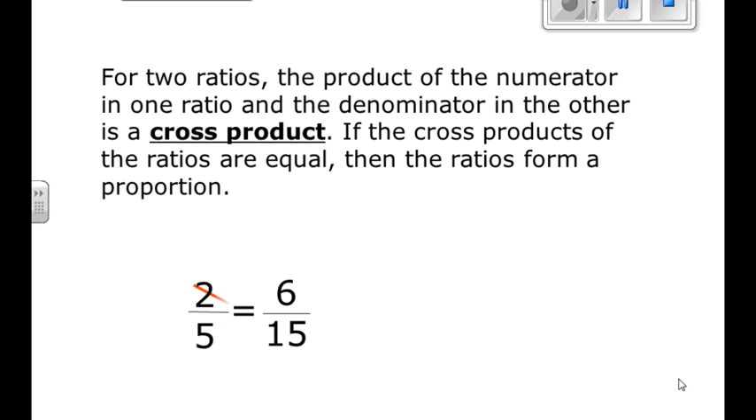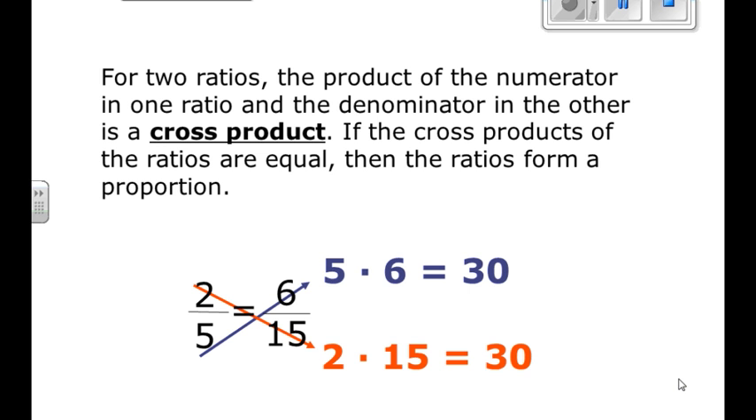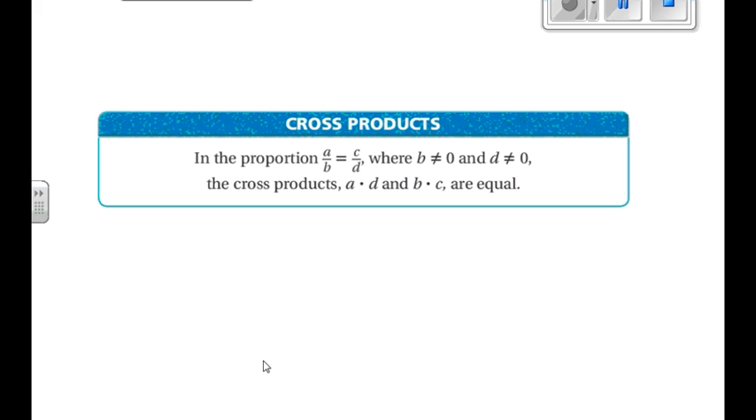So what we mean is if I was to take 2 times 15, I get 30. Well, what if I take 5 times 6? What do I get? I get 30. So if they're the same, they are proportional to each other, and we can do this via cross products. Yes, in the last one we did something similar where we did 2 times 3 and 5 times 3. 2 times 3 gives us 6, 5 times 3 gives us 15. So you see these similarities for how we're doing these.